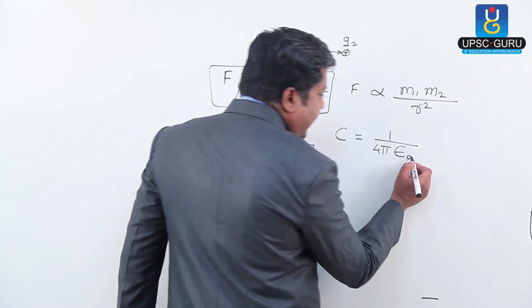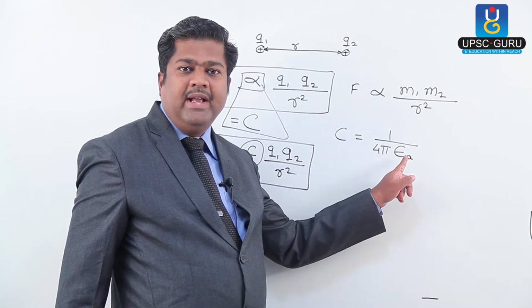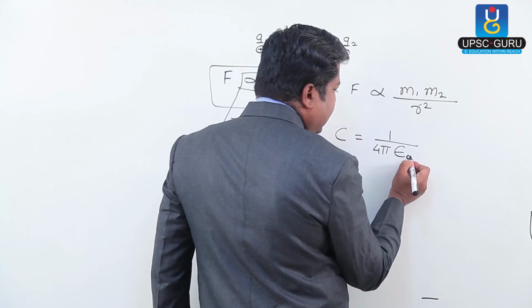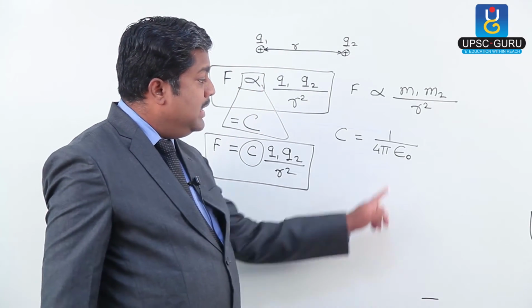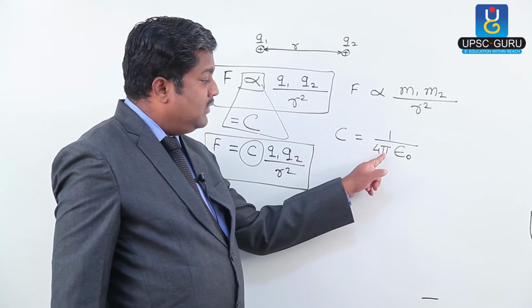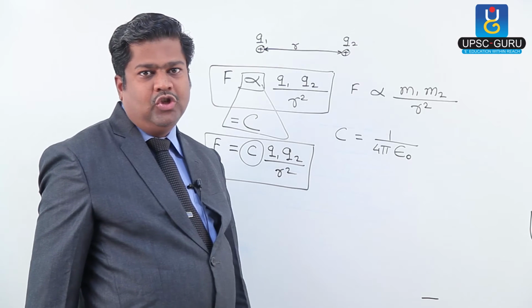Suppose I write epsilon a, then that is for air. For vacuum, vacuum means nothing is there, therefore I write this is vacuum. The epsilon naught is the important part. 4 is a constant, you are aware pi is also a constant, so we have to give the value of epsilon naught.